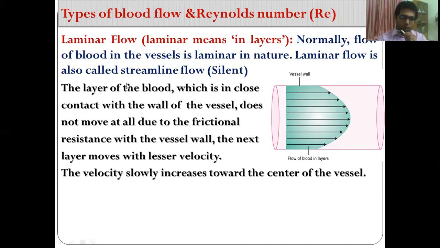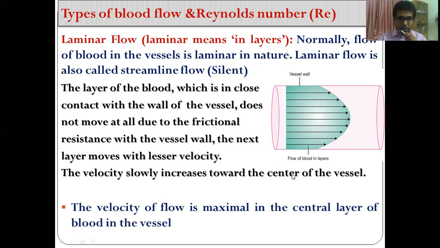Now, the layer of blood which is in close contact with the wall of the vessel does not move at all, due to the frictional resistance with the vessel wall. The next layer moves with a lesser velocity, the velocity slowly increases towards the center of the blood vessel, and the velocity is maximal in the central layer of the blood in the vessel. Is it clear? So this is simply called laminar blood flow.